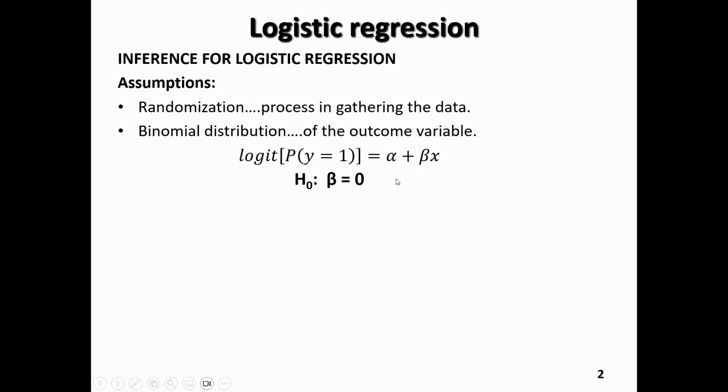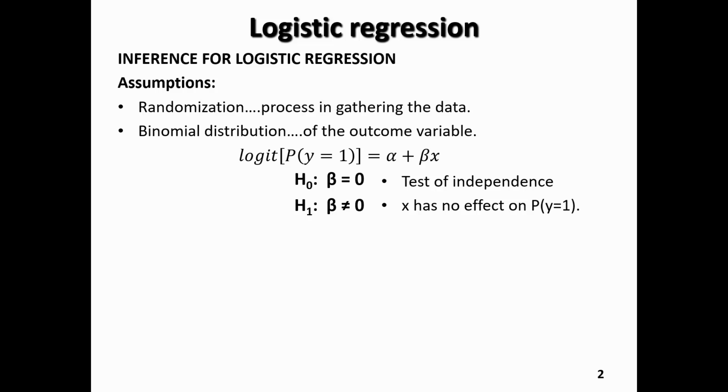This follows a similar pattern we saw with other regression models when subjected to inferential testing, in that we evaluate the null hypothesis that the beta is 0 versus the alternative that the beta is not 0, so is significantly different from 0. This is referred to as the test of independence.